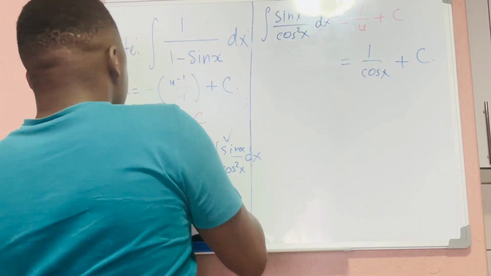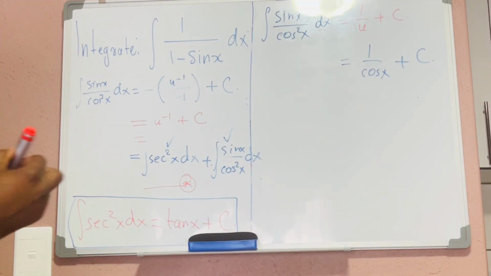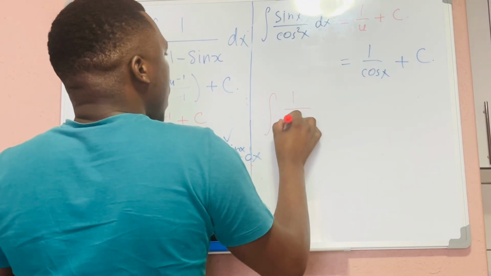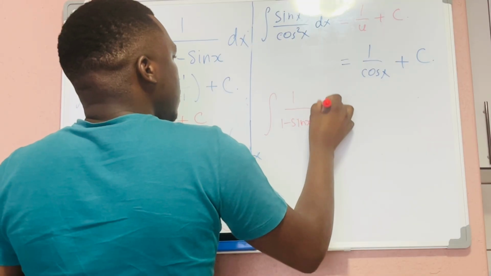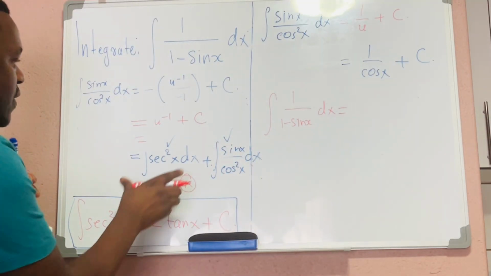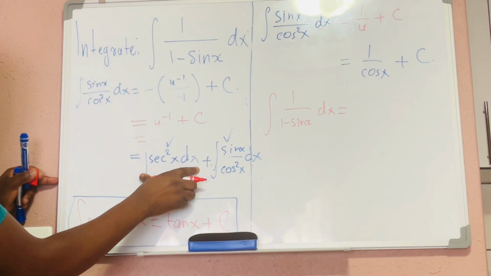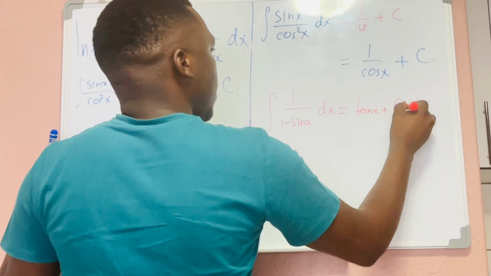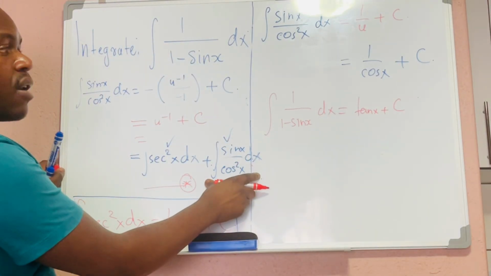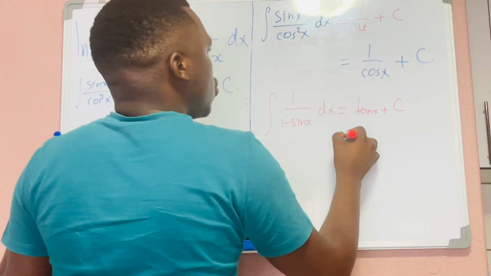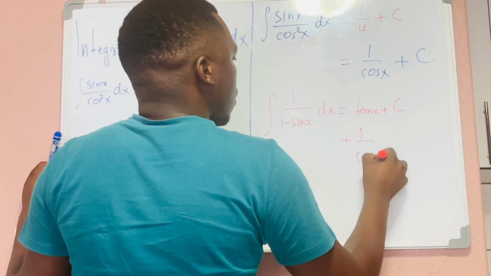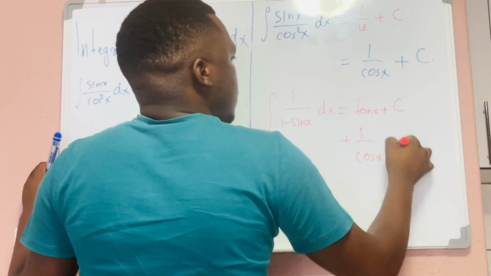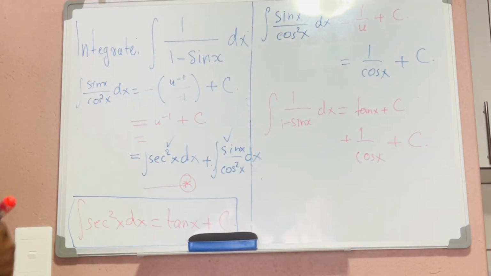I have this one and I have this one. So now let's go back to our problem. The integral of 1 over 1 minus sine of x dx is the antiderivative of this one, which we obtained to be the tangent of x plus c, plus the antiderivative of this one, which we obtained to be 1 over the cosine of x plus c.